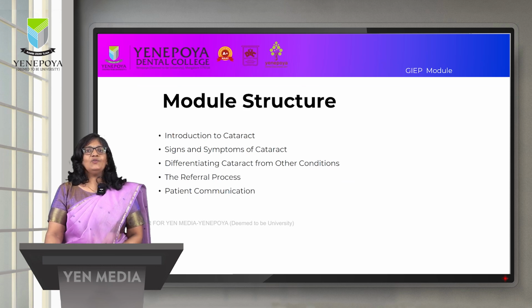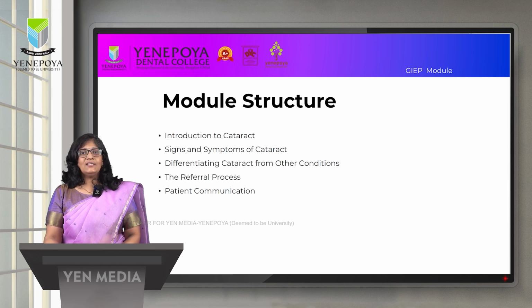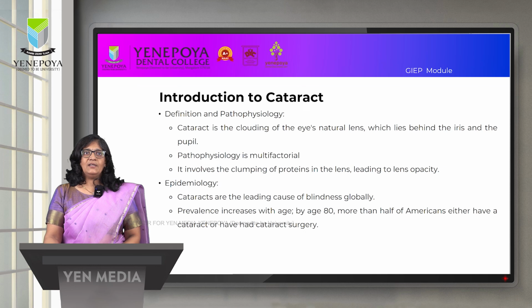In this particular module, the structure which we are following is, we'll be talking about what is cataract, we'll be talking about signs and symptoms of cataract, that is how you can recognize cataract, differential diagnosis, what are the things it can be if it is not cataract, how do you refer a case, and how do we communicate with the patient. So let's start off with what is cataract.